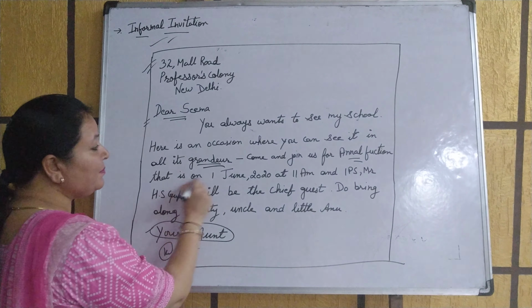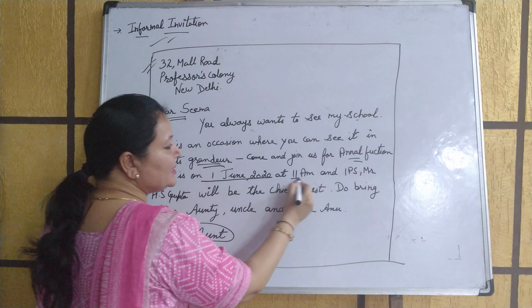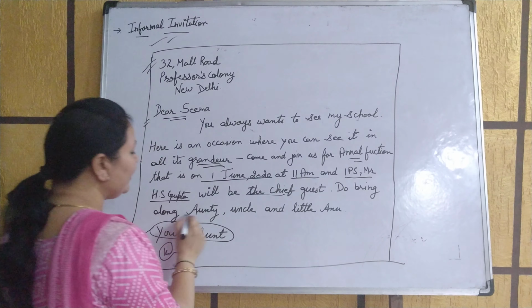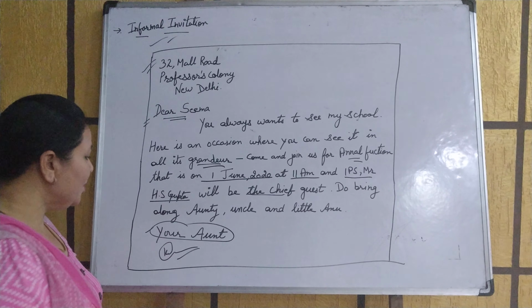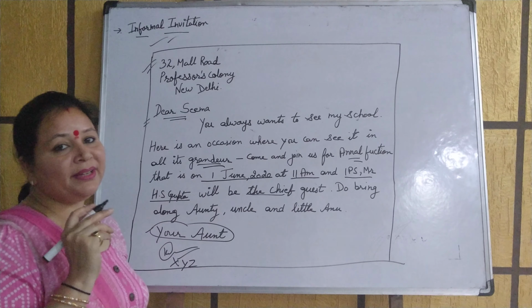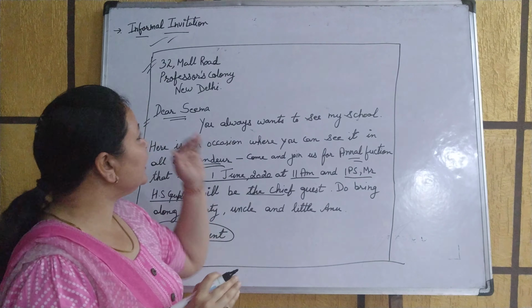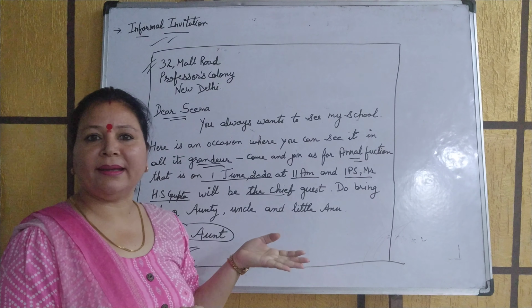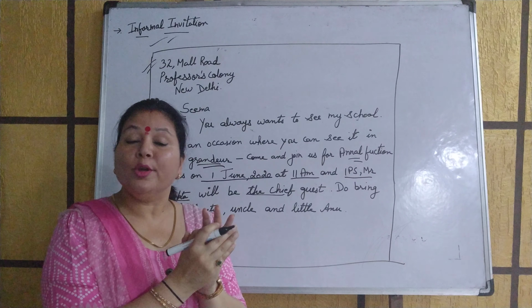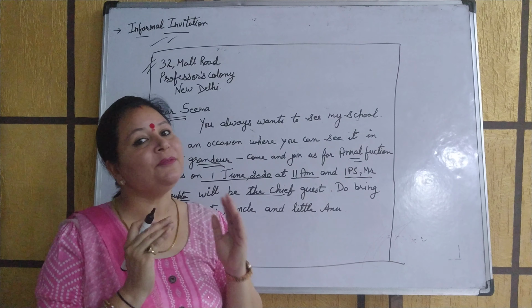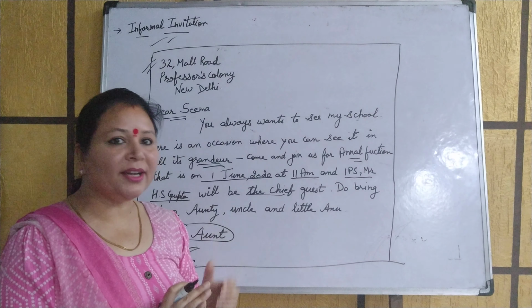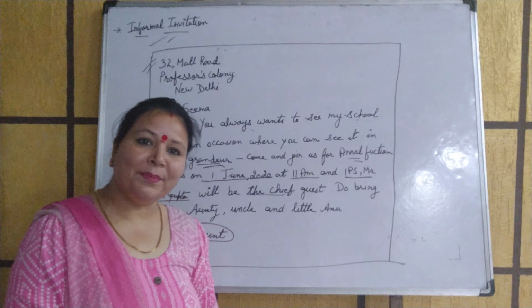So you can mention the same thing over here: this is the date, this is the timing, Mr. HS Gupta is the chief guest. Do bring along auntie, uncle and little Anu, your aunt, whatever you can mention over there. And one more thing beta, always keep in your mind: if in your letter an invitation is given and the name is not mentioned in the question, then you just can't leave it blank, you have to feed that. Okay beta, in this way we have tried to cover the important things of invitations. Okay, thank you very much and have a nice day.